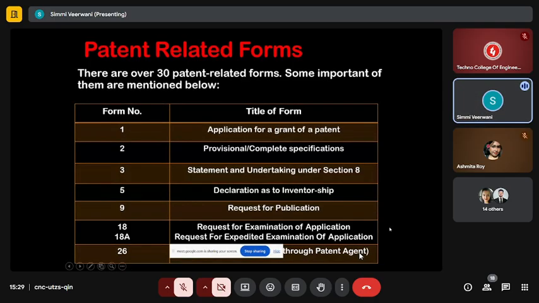Form 26 is the power of attorney. If you are using a patent agent, you need to sign this so that he or she can act on your behalf.